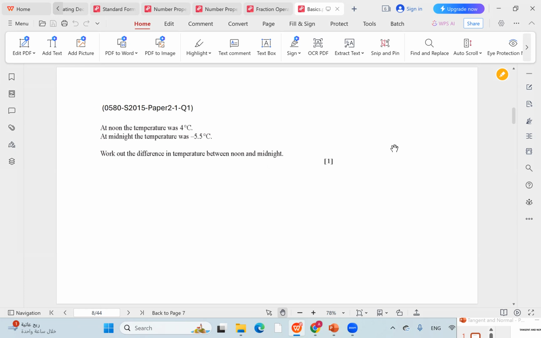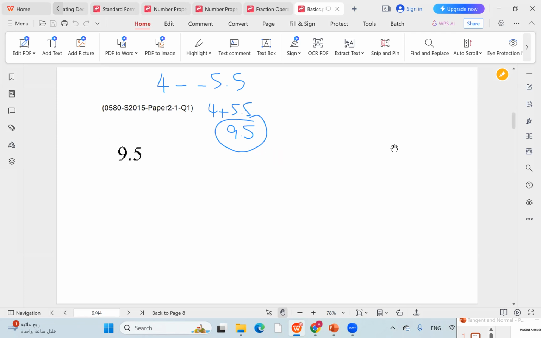At noon, the temperature was 4. At midnight, the temperature was negative 5.5. Work out the difference between noon and midnight. Of course, the difference is going to be 4 minus negative 5.5. And this would give us 4 plus 5.5. And this gives us 9.5. This is the correct answer as well.